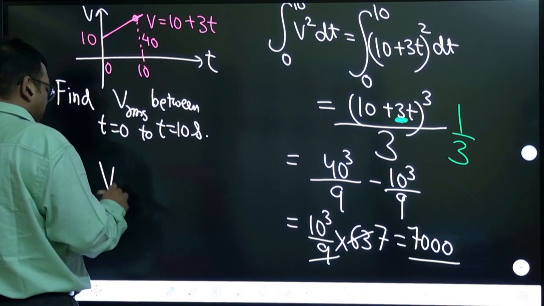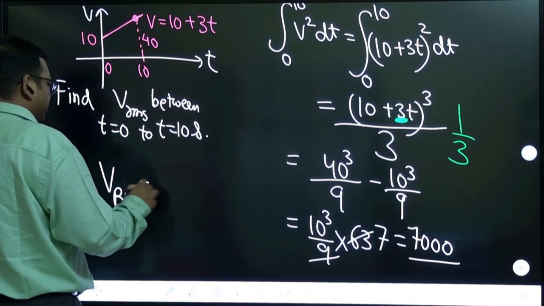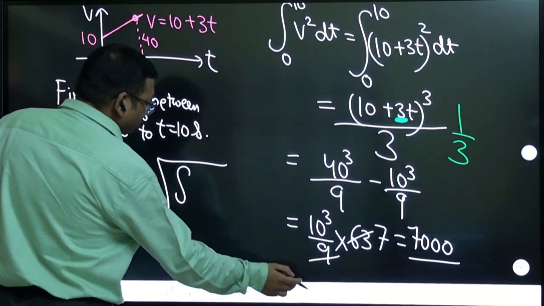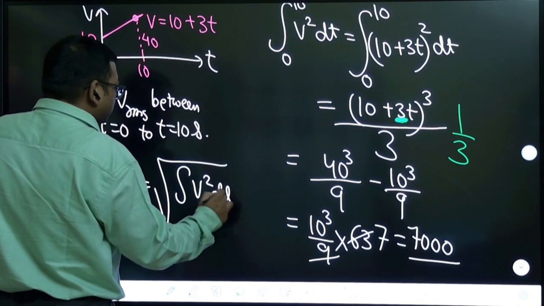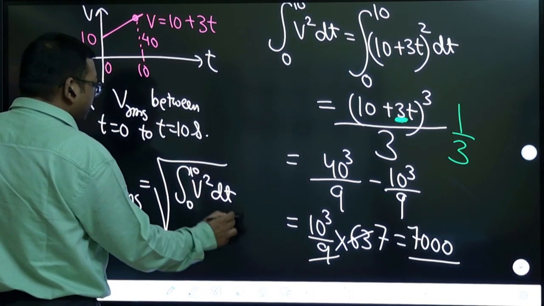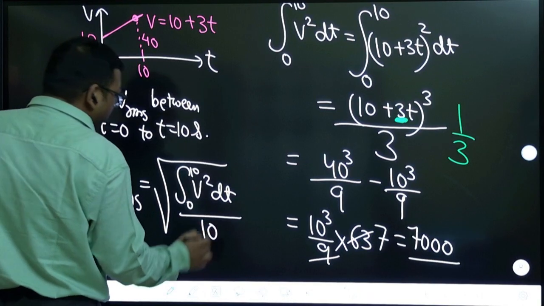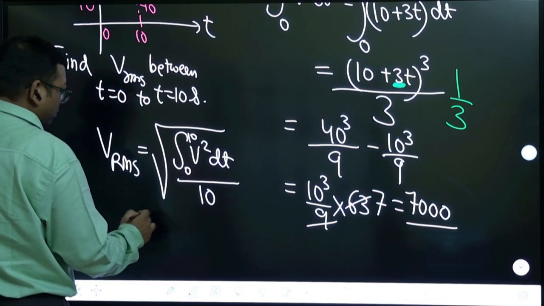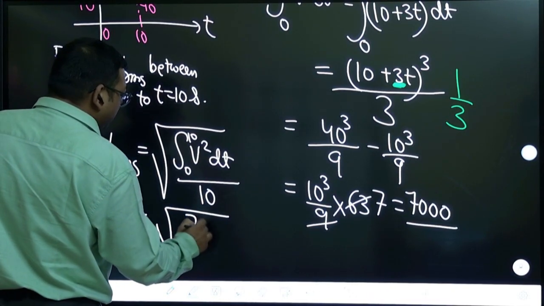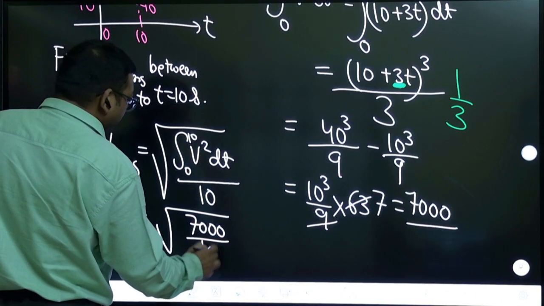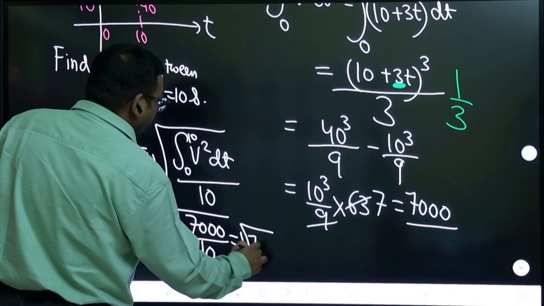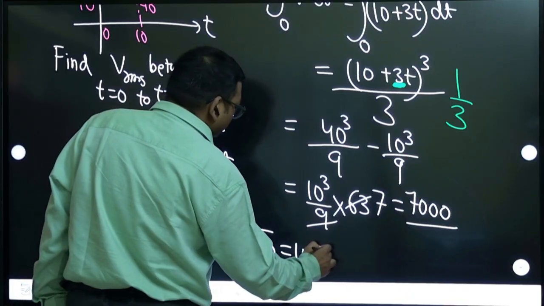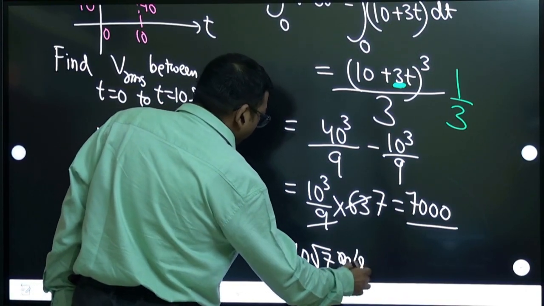Now you take the RMS value. So what is the RMS formula? Root under the integration of v square dt between that limit 0 to 10, divided by the time interval which is 10. Now you do this. What will be the answer? Root of 7,000 divided by 10, that means root of 700, which means 10 root 7 meter per second. Are you getting this?